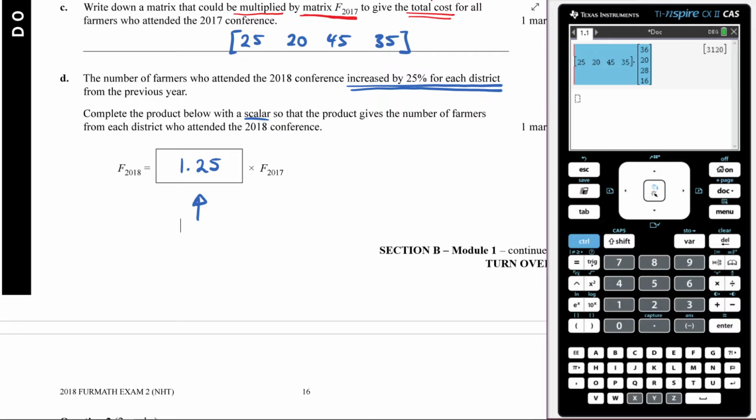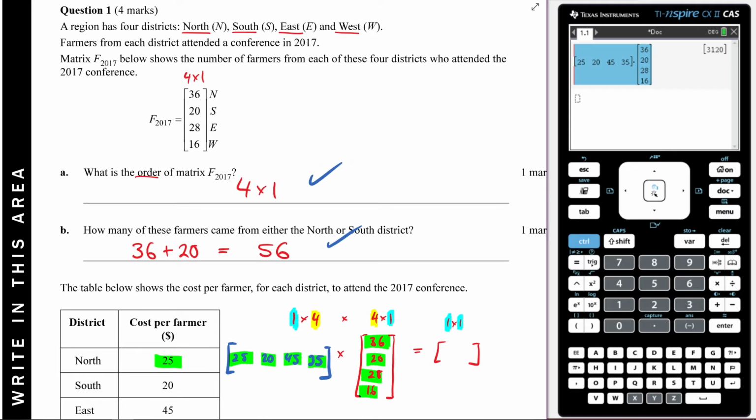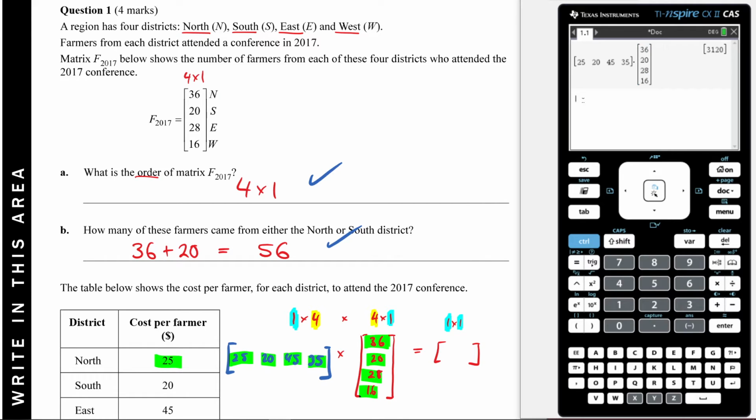Before I go on, if you understand that, you can keep going, but I just want to spend a moment now talking about why that worked. Why timesing it by 1.25 worked. So let's think about this for a second. What I'm doing is I'm taking each of these farmers and increasing it by 25%. So what I'm doing is I'm going 1.25 timesing it by this matrix here. And what's going to end up happening when I do this is that each of these numbers is going to increase by 25%. So 36 goes to 45.